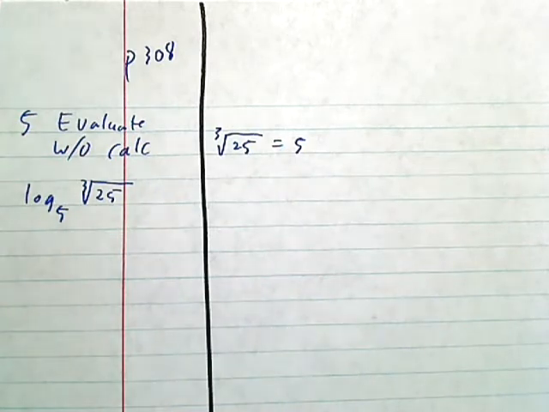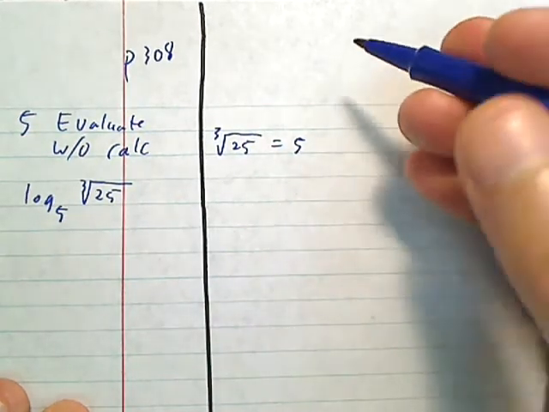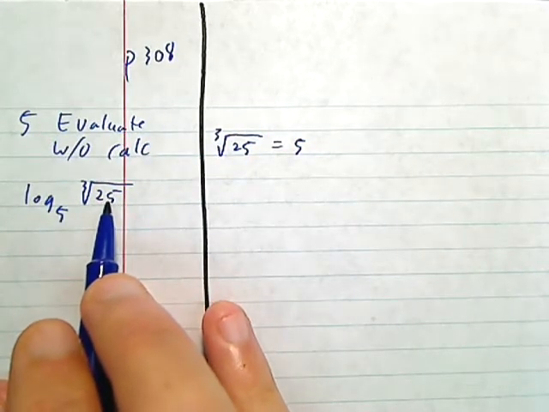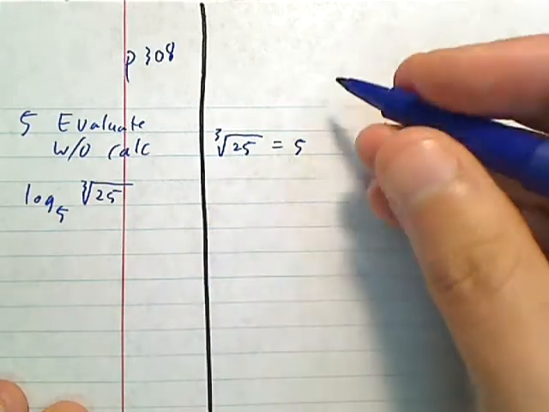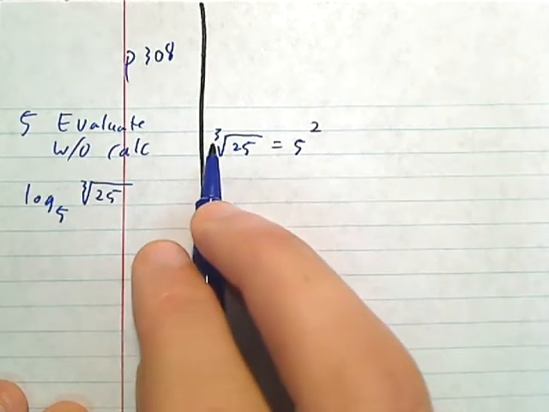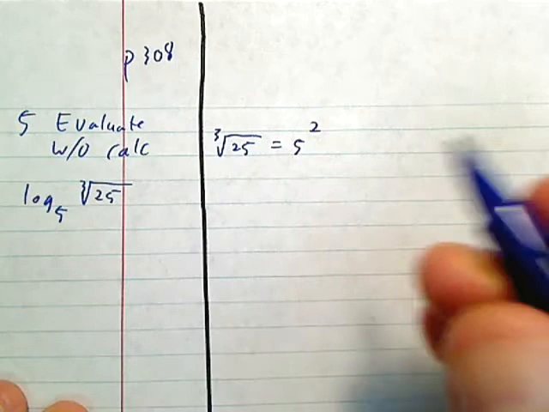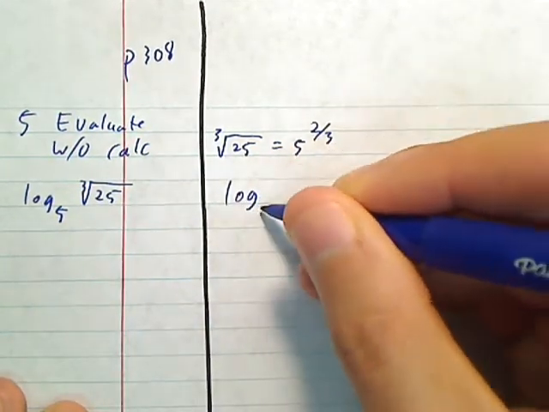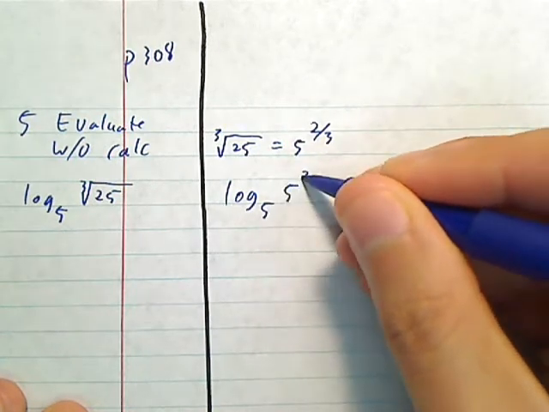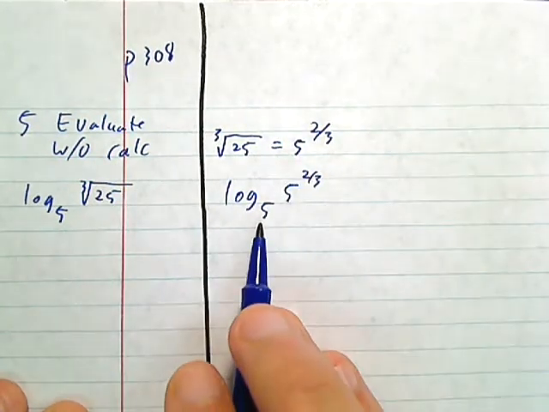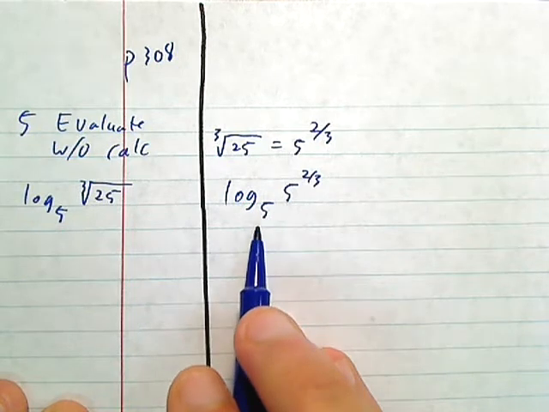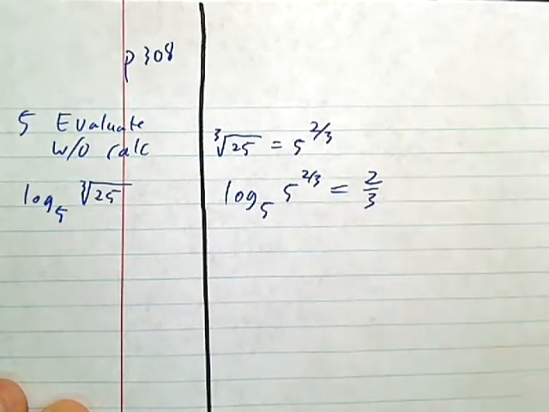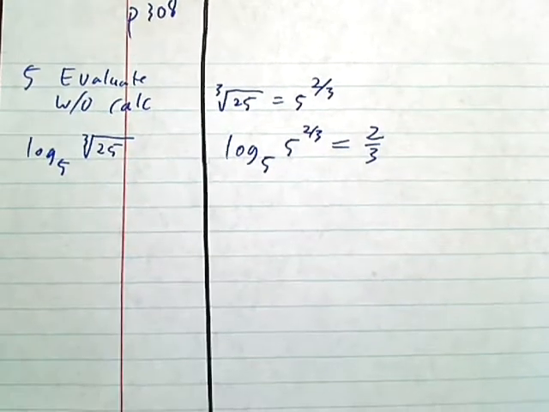All right, we're back. Hopefully you've accomplished this. Let's see. The third root is over 3, and this is 5 to the second power. So 25 is 5 to the second power, and the root is the same as the denominator of your exponent. So this is 5 to the 2/3 power. So what this is really asking is log base 5 of 5 to the 2/3 power. Well, I know if the bases are the same, they just kind of cancel each other out, and this equals 2/3. So number 5 comes out to 2/3.